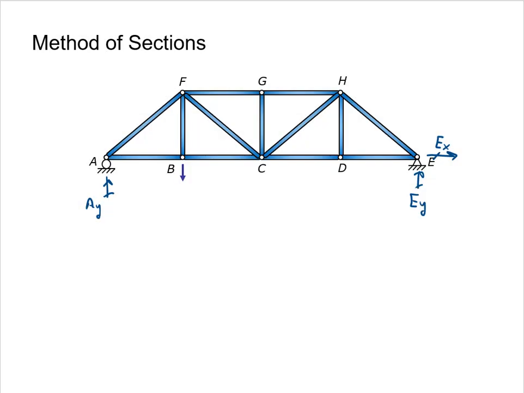If we wanted to find whether member FG is in tension or compression, we could use method of sections. To find member FG, we cut the truss through these members. Let's try using the left section. Again, I always draw the unknown axial forces as pulling.